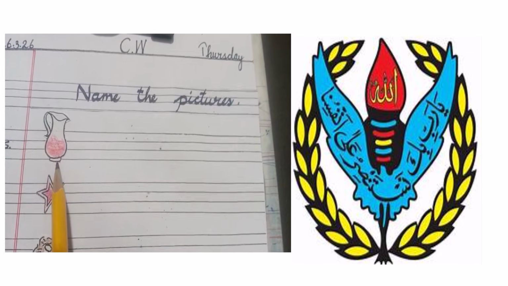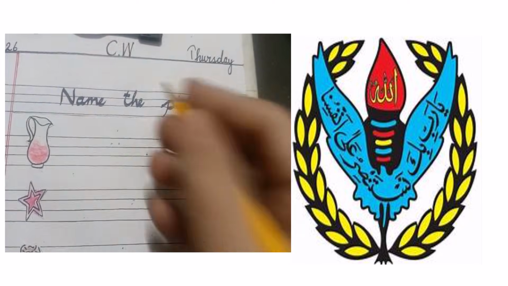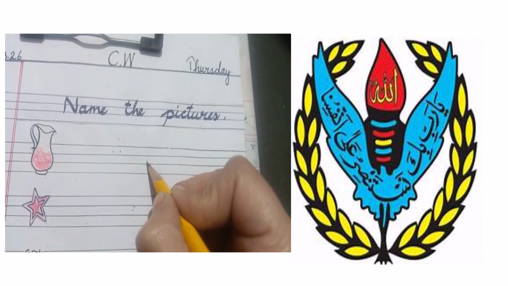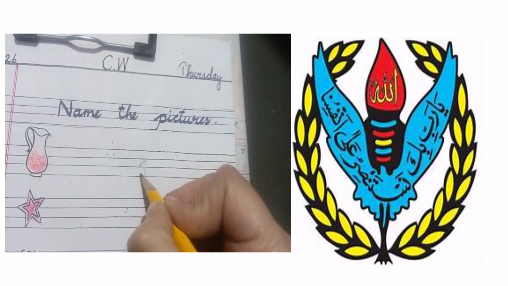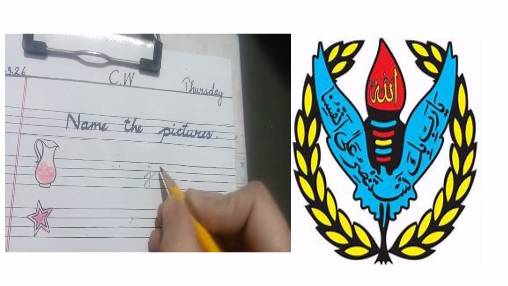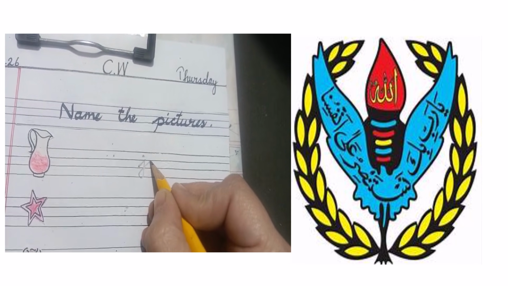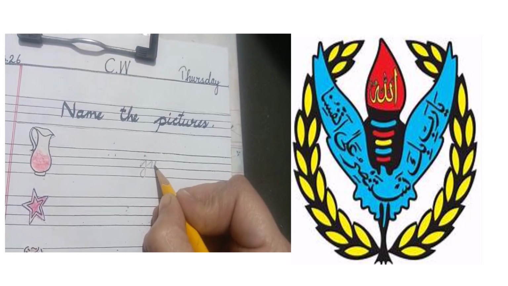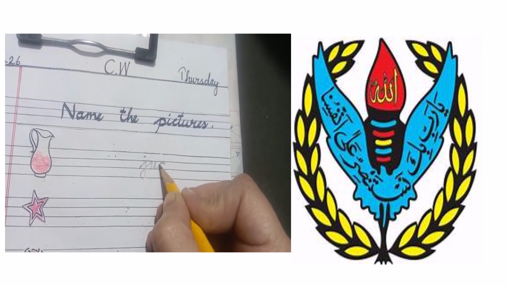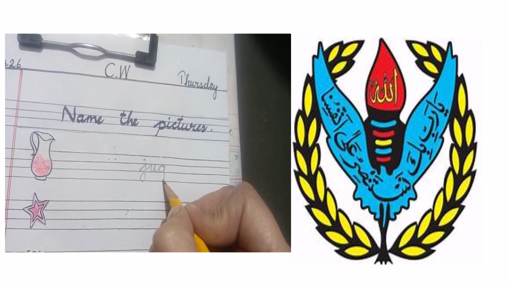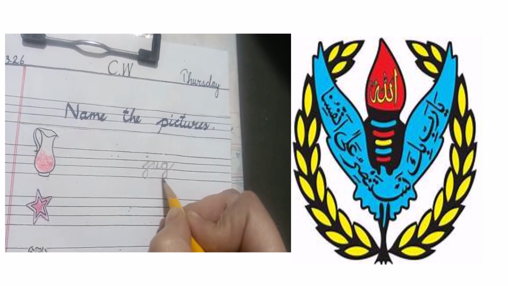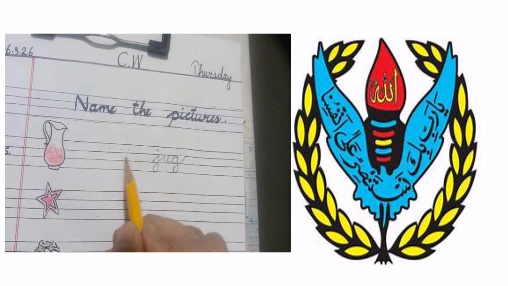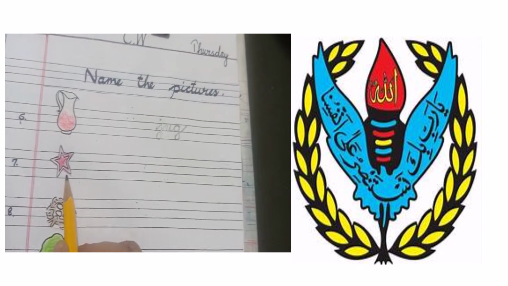Let's start our work. The first picture is jug. We will start from this grass line. Go down, touch the root line like this. This is the joining tail. Write U. And then here G. Touch the root line and stop. J-U-G, jug. Number 7, star.